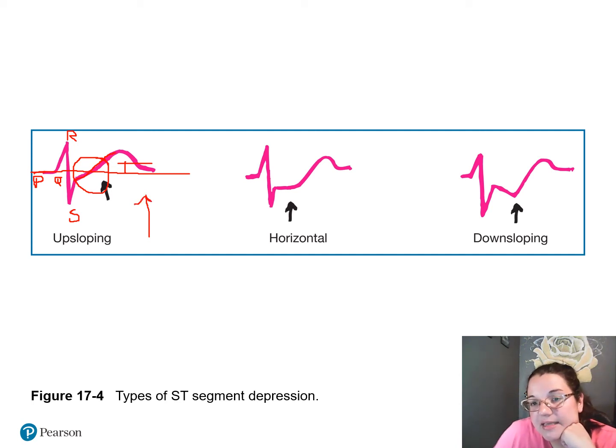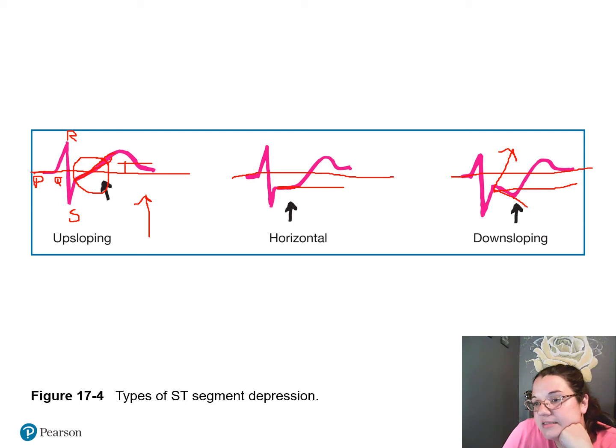Horizontal sloping means here's my PR segment here. My ST segment should be here, but it is depressed, right? But it is just going kind of straight across. Whereas here we saw the ST segment going up. Here my ST segment is what? Horizontal. And then over here is your downsloping. So again, here is my PR segment. And here is my ST segment. Is my ST segment going horizontal? No. Is my ST segment going up? No. What is it doing? Going down. Downsloping.